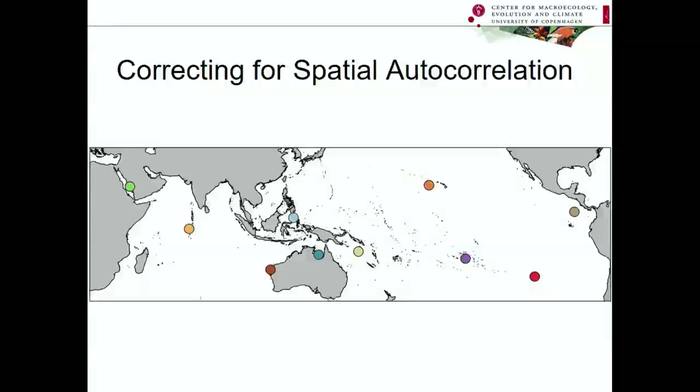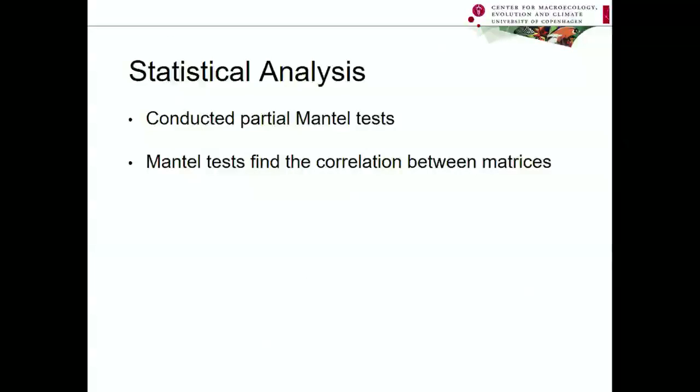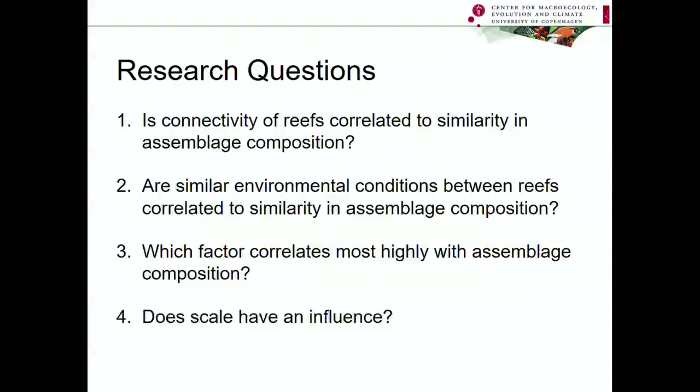And just before I can get into the final analysis, I have to take into account the potential for spatial autocorrelation of the data. So I measure the shortest distance through the water between the centroids of all of the clusters, which I then control for later. So I conduct my analysis using Mantel tests, or partial Mantel tests. Mantel tests find the correlation between matrices, whereas partial Mantel tests allow for the control of a third matrix, which in this case is the distance between those clusters. I'll skip through that.